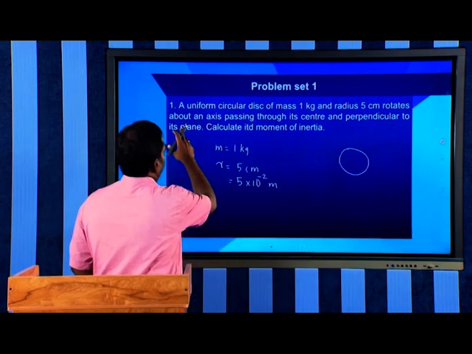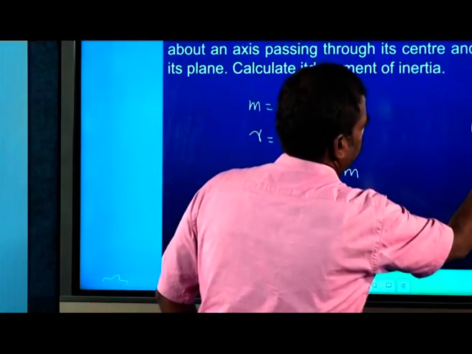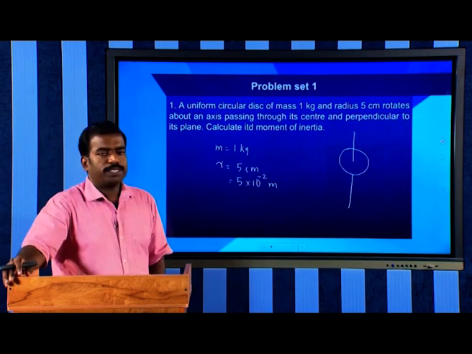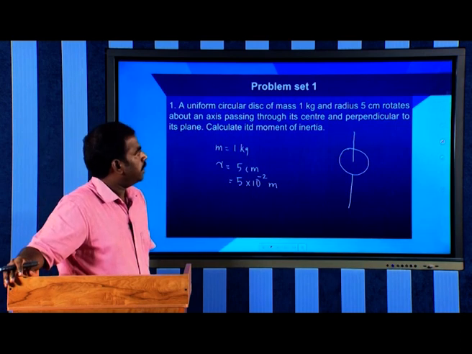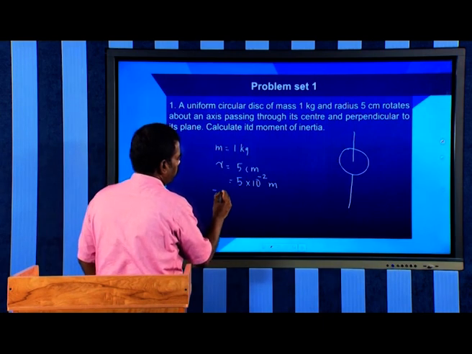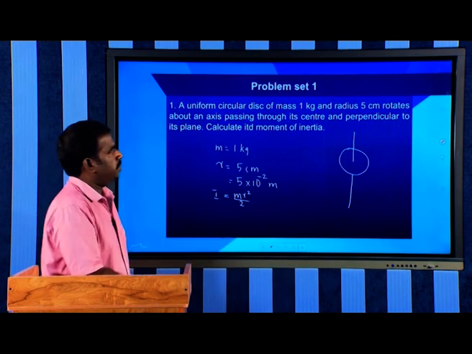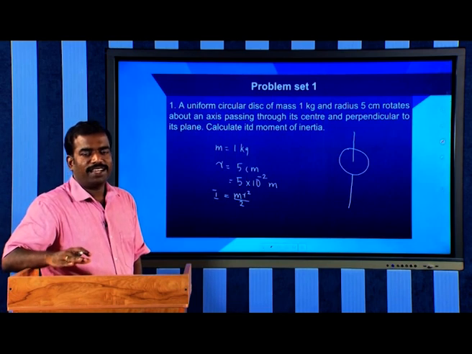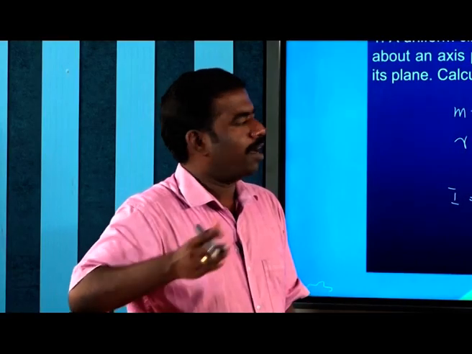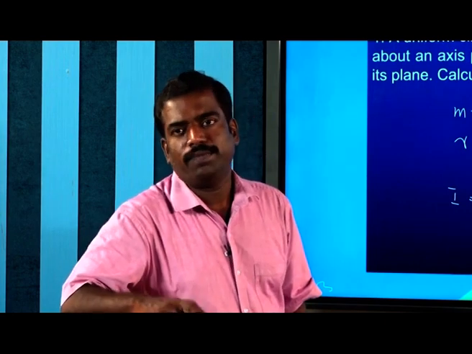Now, understand the direction of the axis. It is about an axis passing through its center and perpendicular to its plane. You know the expression of moment of inertia of a disc about an axis passing through its center and perpendicular to its plane. Just write here I equal to m r square by 2. That is it. Just apply the formula, then substitute the values of the variables. Do not panic after seeing a numerical problem. You can solve all problems in a very easy manner.